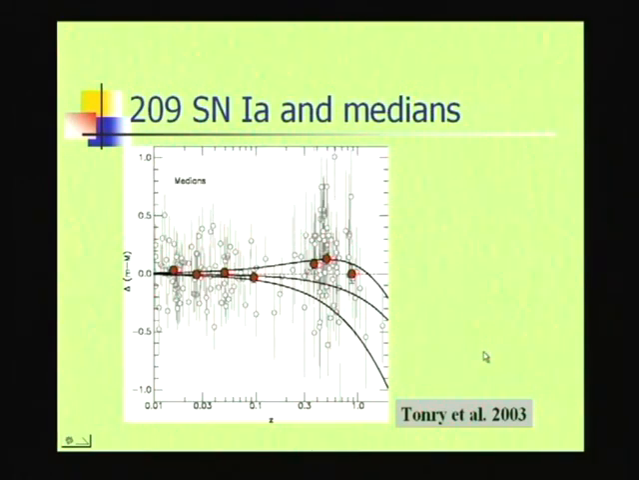So, this is more supernova. This is data from 209 supernova, and the data has been binned. You have the medians in different redshift ranges, and it extends up to a redshift slightly more than 1, and you can see that it favors the model with omega matter 0.3, omega lambda 0.7. The model with omega matter 0.3, omega lambda 0 is the curve in between, and the model with only omega matter equal to 1 is the lowest curve. They are disfavored.